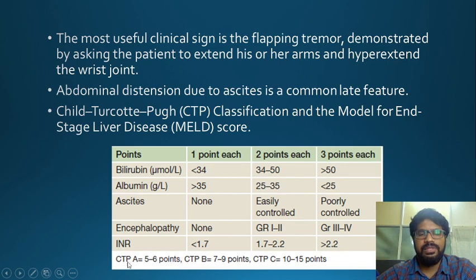So how this guides therapy is, if you want to perform any resections on the liver, it can be done only in the CTP A group, in which they have mild severity of the disease. In CTP C you cannot do any sort of surgeries, minor or major. The only option in CTP C patients is liver transplantation. And in CTP B patients you can do minor resections, not major resections. In CTP A you can do major resections.